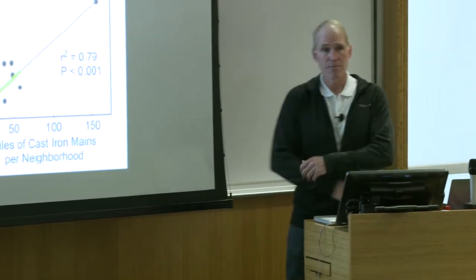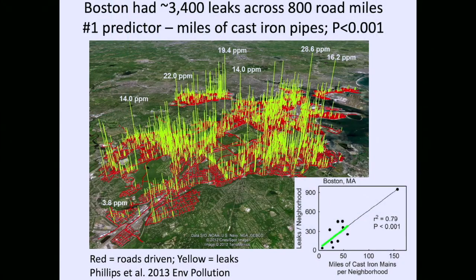So when we do that, we see a map like this. This is Boston. Now, Boston's not everywhere in the United States. Boston's old. There are pipelines here still that are 100 years old. Right? Red, road miles driven. Yellow are spikes, leaks. Number one predictor of a leak in an old city like Boston is old infrastructure. It's not a poor neighborhood, rich neighborhood thing. It's an old neighborhood, new neighborhood thing.